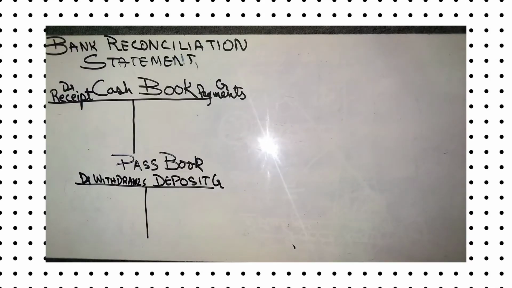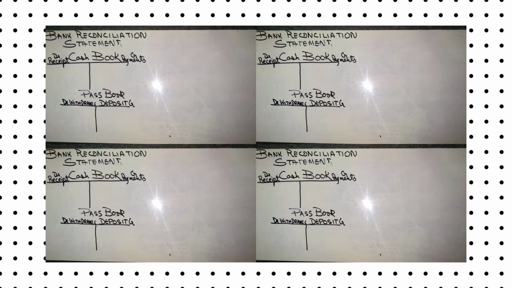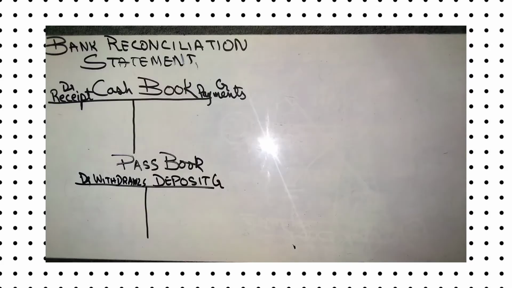Before starting bank reconciliation statement, we must know what is cash book. Just recall the cash book column. Debit side is the receipts side and the credit side is the bank side. In BRS, we will study the difference between the passbook and the cash book. Cash book will be with us and passbook will be with the bank.